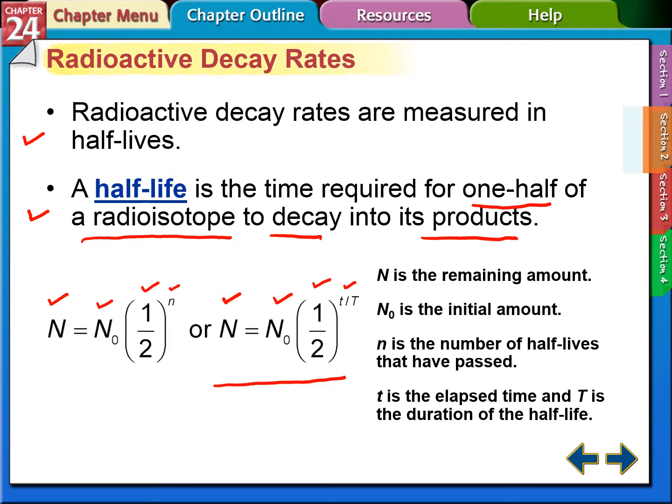Now, the capital letter N is the remaining amount of radioactive isotope. N sub 0 is the initial amount of the radioactive isotope. The small letter n is the number of half-lives that have passed, and the small t is the time elapsed, and the capital letter T is the duration of the half-life.